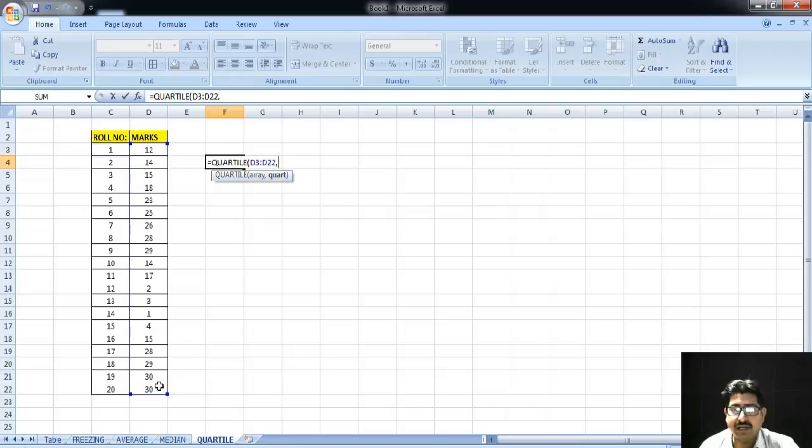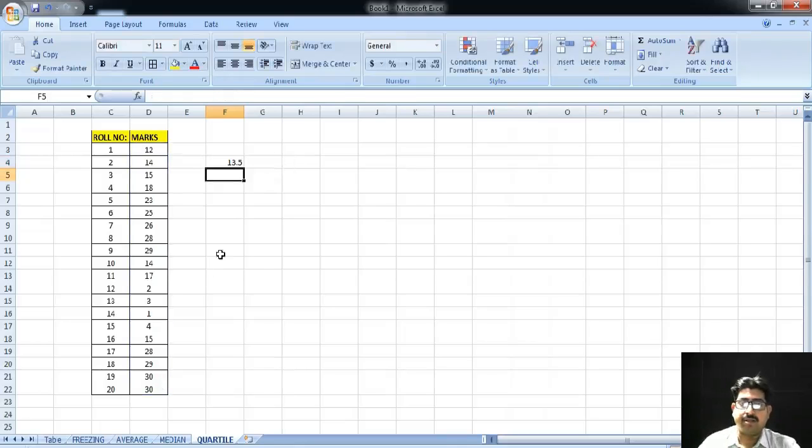What it means is that it is asking us what we are required to find: first quartile, second, third, fourth. What are we required to find? We need to find the first quartile, 1, and then enter. So 13.5 is our first quartile answer.